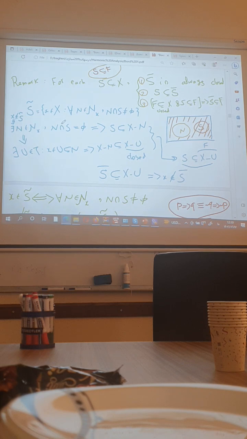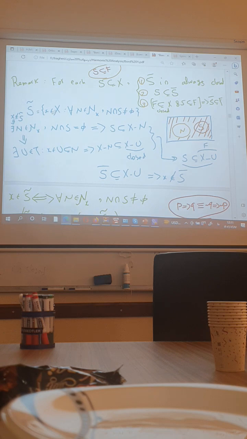We can write S bar equal to this set, okay? If we consider the set of all X such that for any neighborhood, this is the notation of neighborhood, okay, this intersection is a non-empty set, then S bar equals this S tilde.